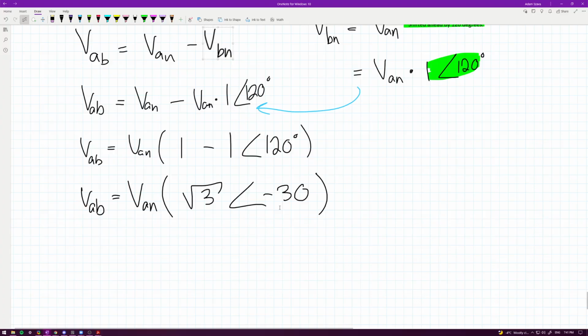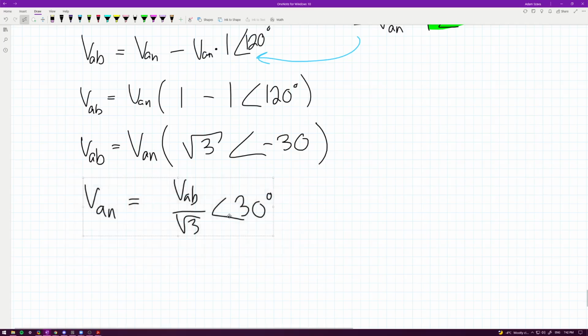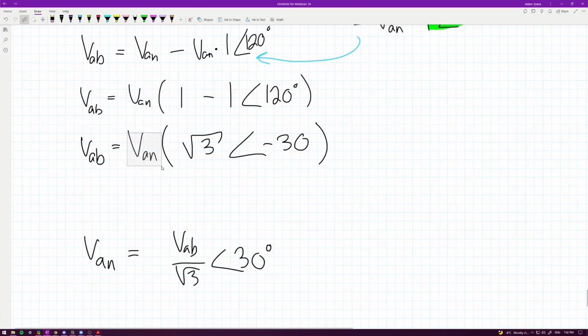No, so you want to go from VAB up to VAN, right? Oh, no, VAB is larger than. Yeah, I think I understand. Sorry, I didn't mean to interrupt you like that. But I think I'm going to switch this around, and it's going to be VAB over root 3 at an angle of 30. That's my next line, just because I'm solving for this variable here, right? That answers it, that's what you should get at the end. Yeah, exactly, I wasn't quite there yet. Okay, so I think we're good. Nothing's wrong.